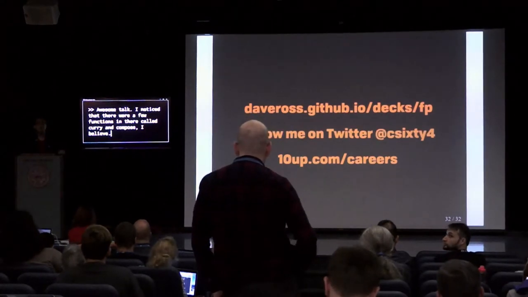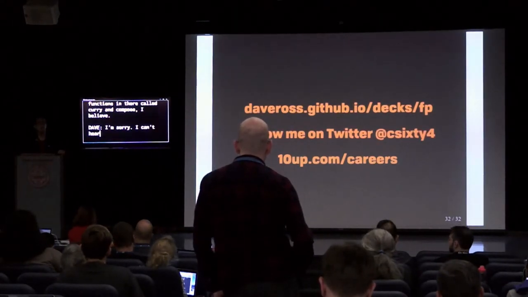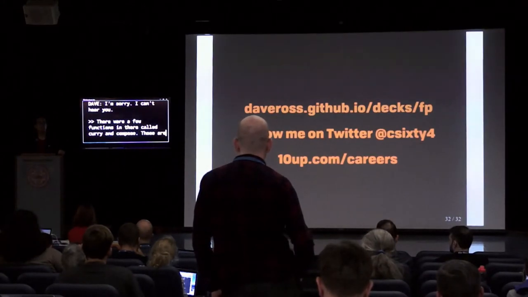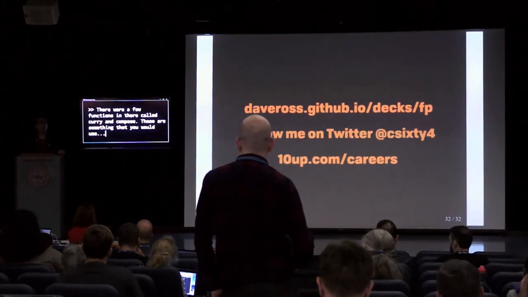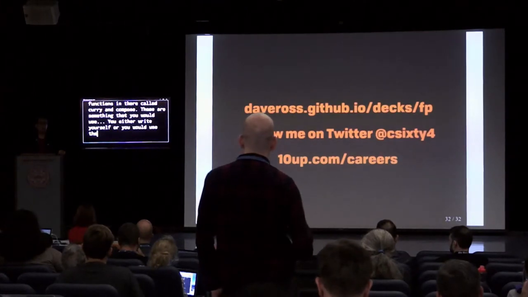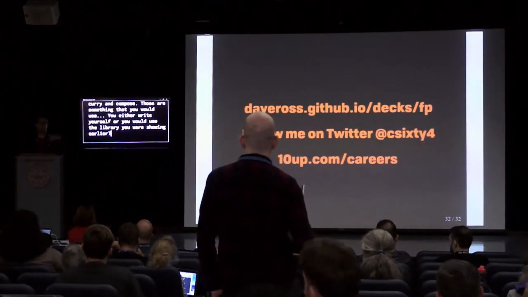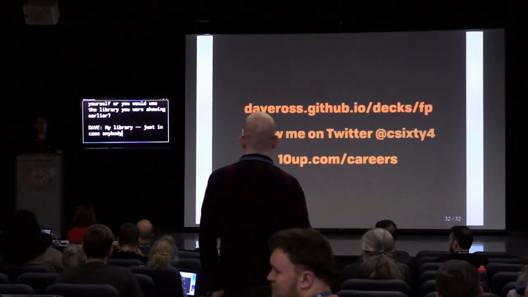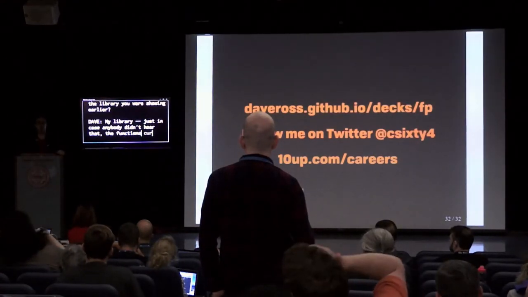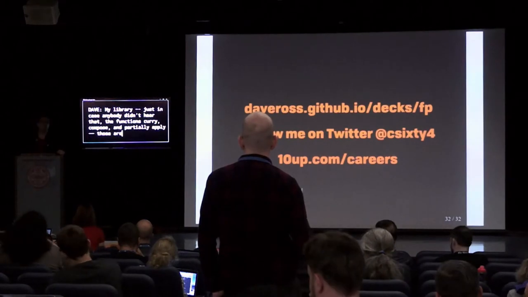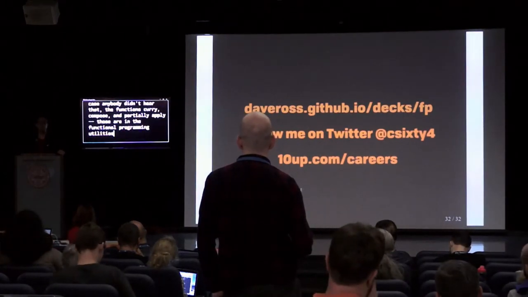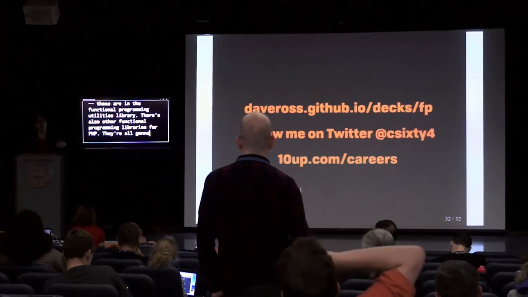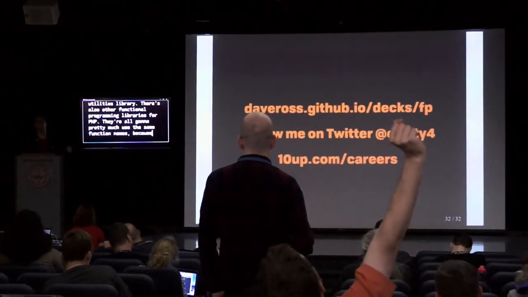There are a few functions in there called curry and compose. Those are something that you could use either by yourself or you could use the library you were showing earlier. My library, just in case anyone didn't hear that, the functions curry and compose and partially apply, those are in the functional programming utilities library. There's also other functional programming libraries for PHP. They're all going to pretty much use the same function names because those come from the functional programming world.